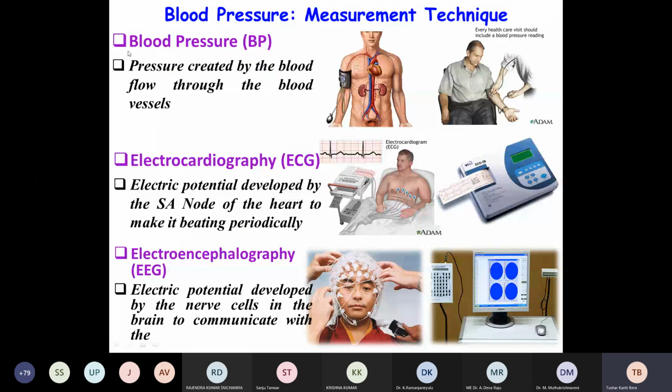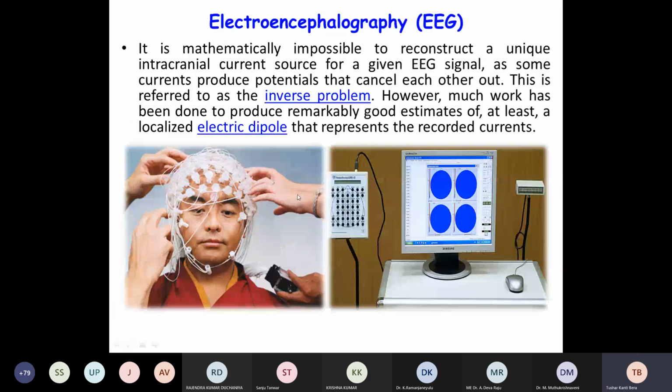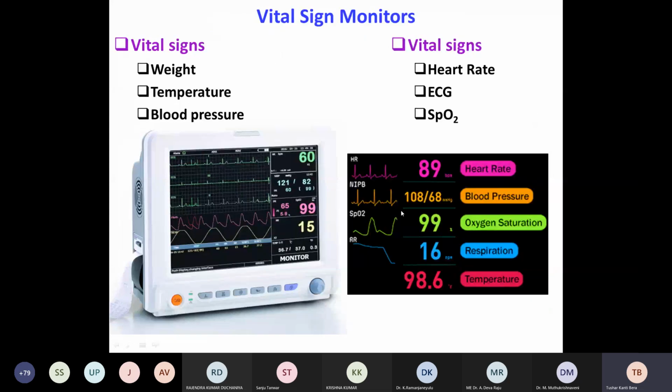So signal measurement can be done by blood pressure, electrocardiography, electroencephalography and all, where the electrocardiography can be found as a portable machine with some electrodes put here. And for the EEG, or electroencephalography, the brain potentials can be obtained as a signal, and this signal will have several kinds of information related to the brain health and the health condition of the nervous system.